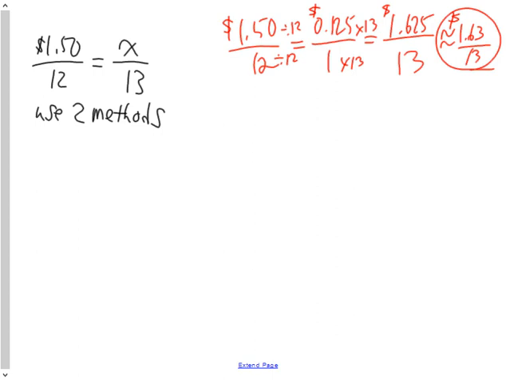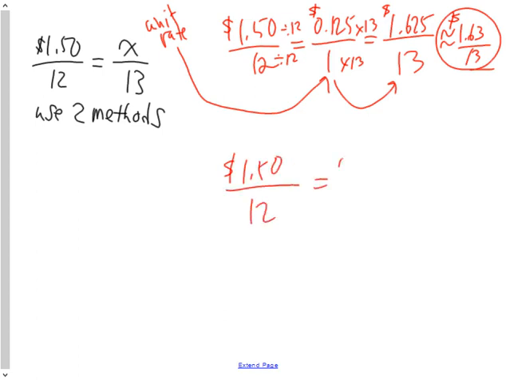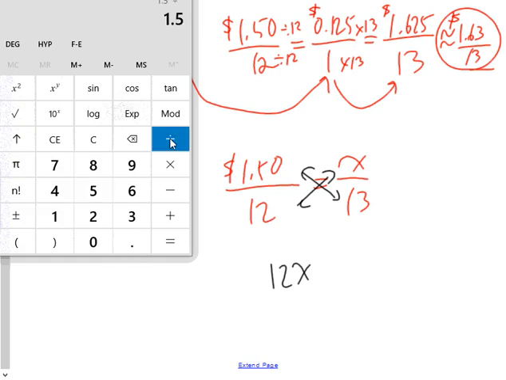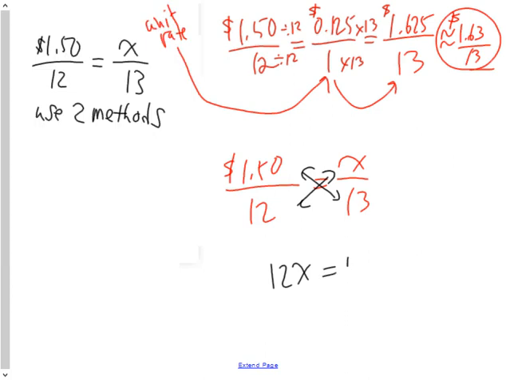That's one method. This is called the unit rate method. Taking this down to 1 and then bringing it back up to whatever number I need to examine it in. A second method is to simply use proportional reasoning. So $1.50 for 12 is equal to x over 13. I could multiply both sides crossways to create an algebraic equation. 12x would equal the product of $1.50 and 13, which is 19.5.